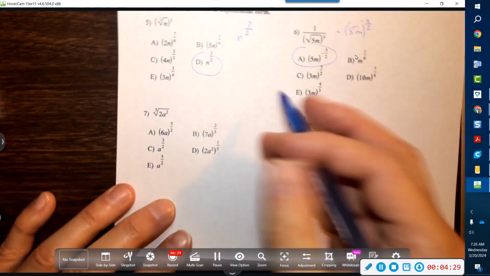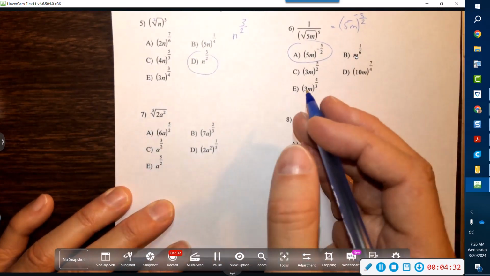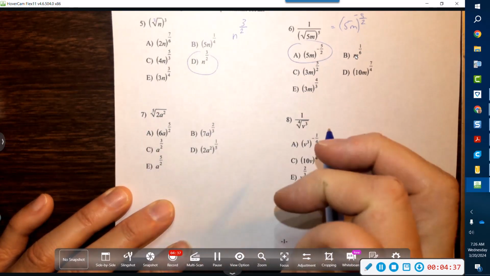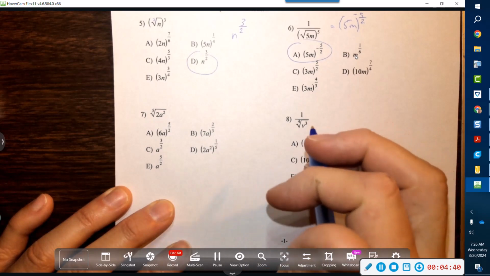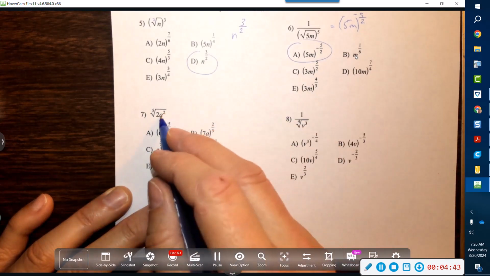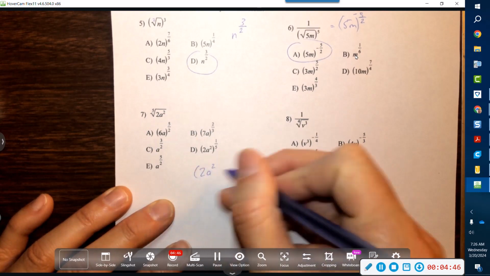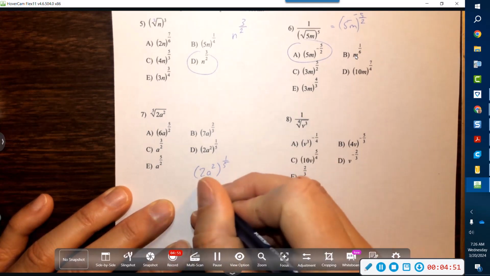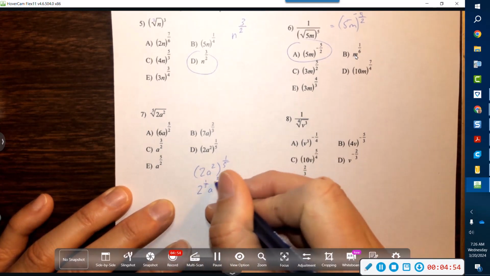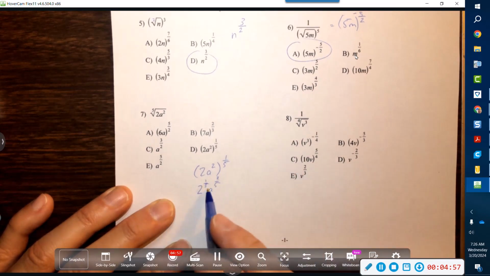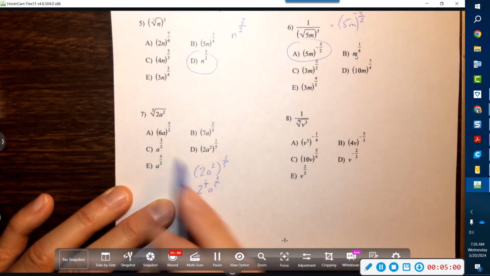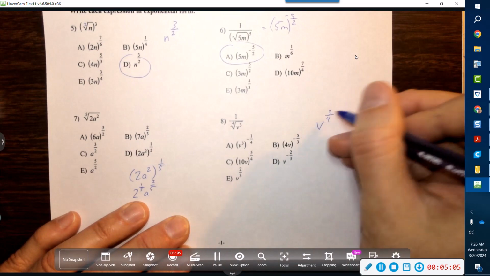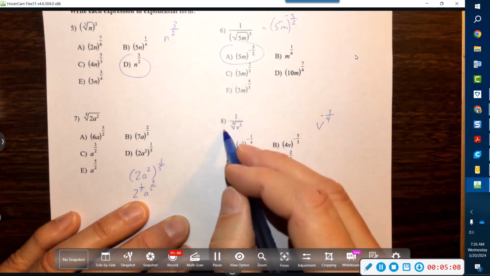This one right here, it looks like only the a is going to be squared. So what we've got to do is make sure the square only goes on the a. So 2a squared being raised to the 1/5 power is the only one that makes sense, unless you did it like this. This is your only other option, because the 2 is not being squared, but the a is. So this is just v to the 3/4, but it is a negative exponent because it's a 1 over.